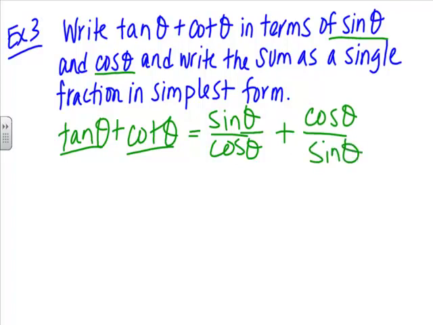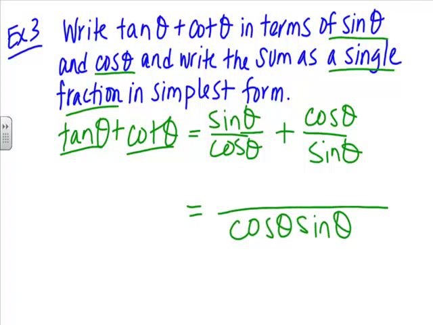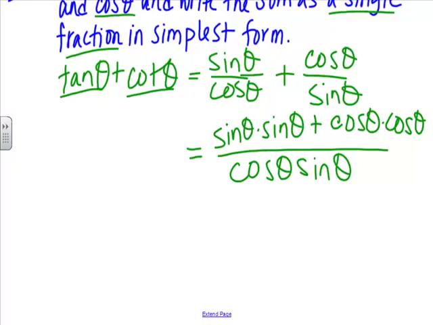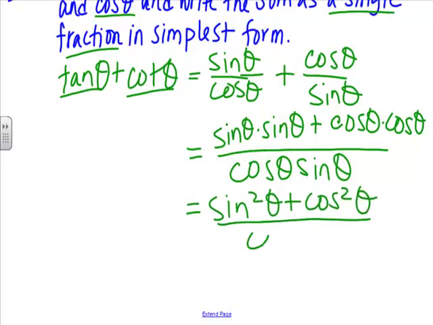Now, it would be nice if right now you could say I'm done with this thing, but you can't because it says to write it as a single fraction. So, to join forces, I need to multiply cos theta times sine theta. So, in order for cos theta to join up with sine theta, I need to multiply sine theta times sine theta. And in order for cos theta to get on top of cos theta and sine theta, I need to multiply cos theta times cos theta. So, in the end, I end up with sine squared theta plus cos squared theta all over cos theta sine theta.